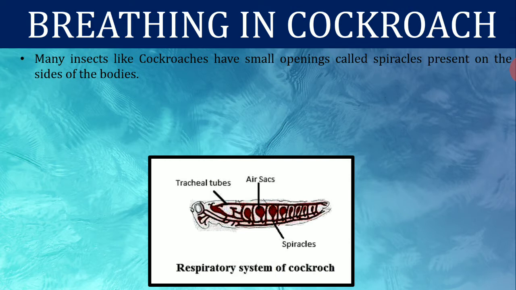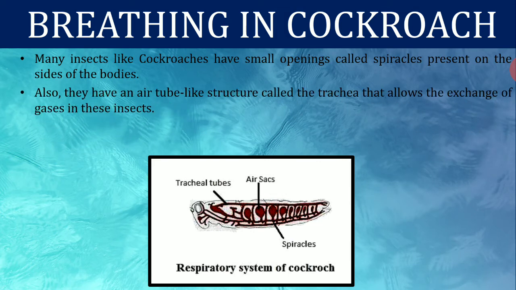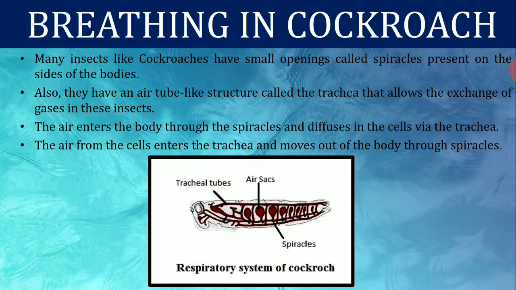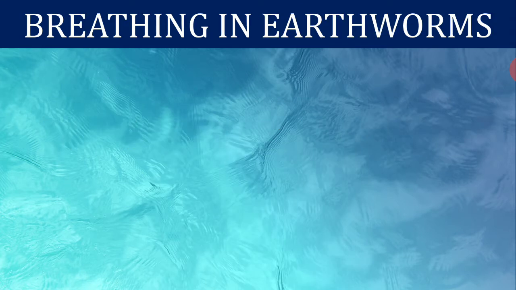Many insects like the cockroach have small openings called spiracles present on the sides of their bodies. Also, they have an air tube like structure called the trachea that allows the exchange of the gases in these insects. The air enters the body through the spiracle and diffuses to the cells via the trachea. The air from the cells enters the trachea and moves out of the body through the spiracles.